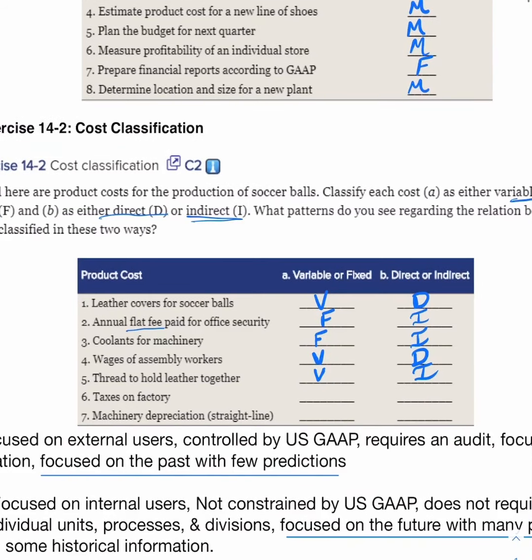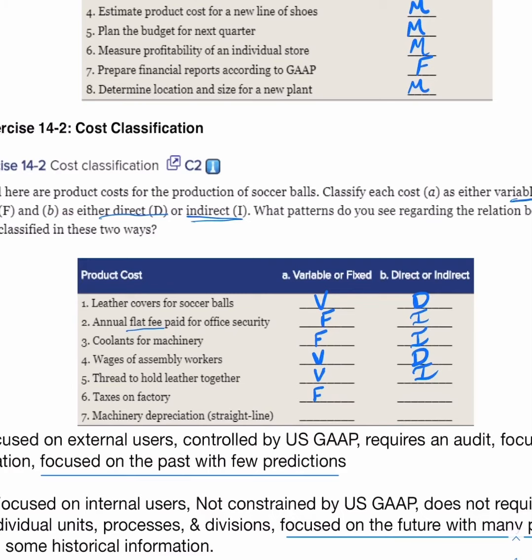Next, we got taxes on the factory. Well, taxes are typically fixed. And even if you say, well, factory taxes change year over year, correct, they most likely will. They most likely will increase. But remember, in this course, what we mean by fixed is not necessarily that it stays the same over time, but instead that the volume does not impact the cost.